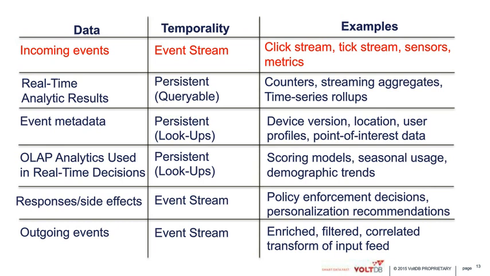There are both responses or side effects, alerts or alarms or synchronous responses back to an application that need to be created. And then there's the outgoing event stream. This is what I referred to previously as the archive stream, the set of filtered, transformed, and enriched data that you would like to capture into your historical archive so that you can add it to your big data collection.